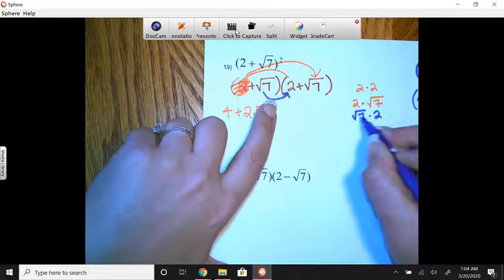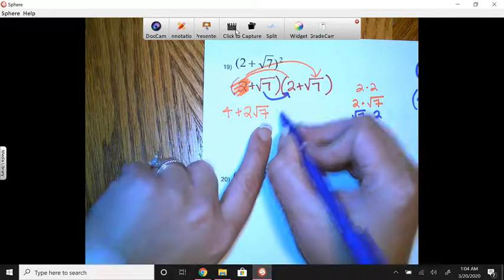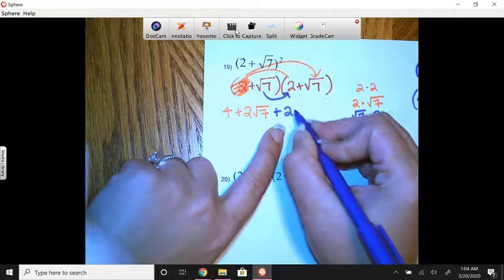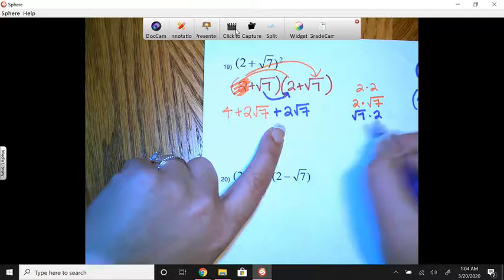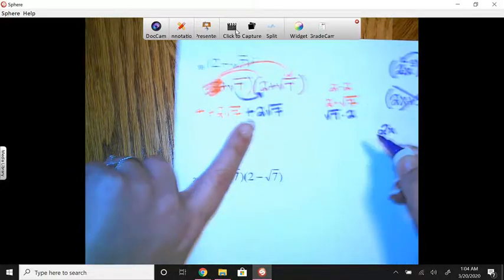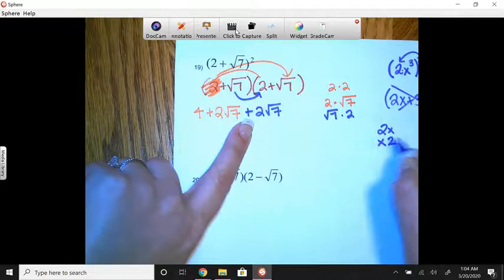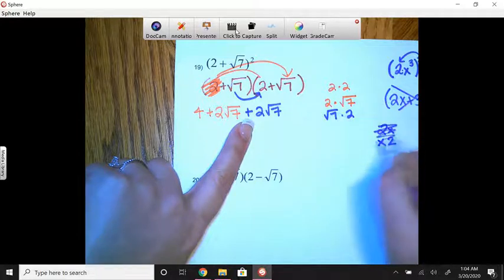So again, we can't multiply the 2 and the 7. So we're going to bring it down as positive 2 rad 7. We always put the number in front of the radical when we multiply, just like when we have 2x, we don't leave it as x2, right? So we put that number in front of the variable, we put the number in front of the radical. That's just how we do it.